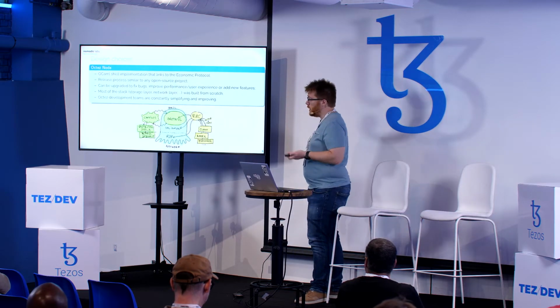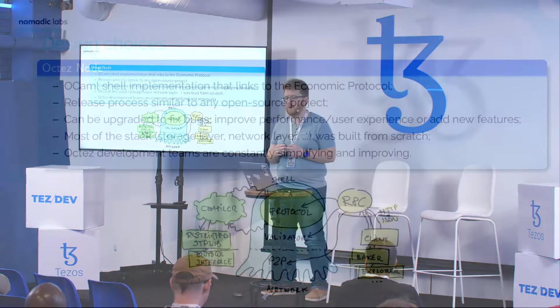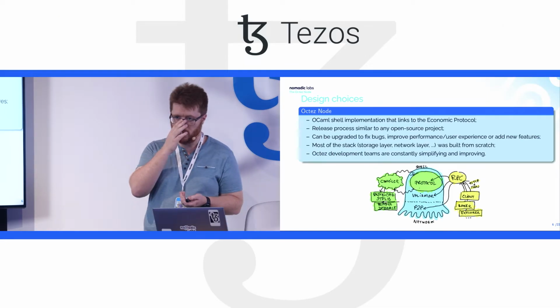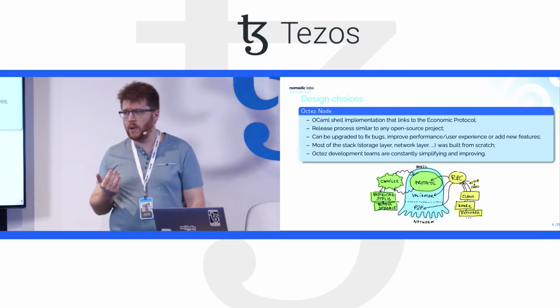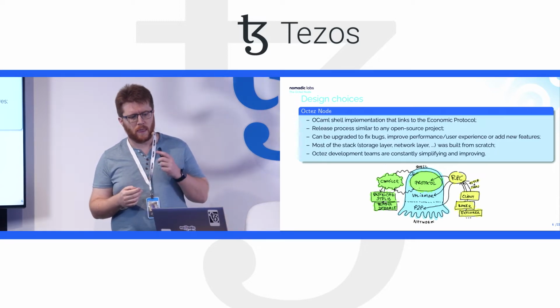So the Octez node is an OCaml shell implementation that links to the economic protocol. It's released as an open source project. It has a release process that is very simple. We can release a new version of Octez anytime. It's not linked to the amendment process of the protocol. It can be upgraded to fix bugs, of course, but also to improve performance or to add new features.